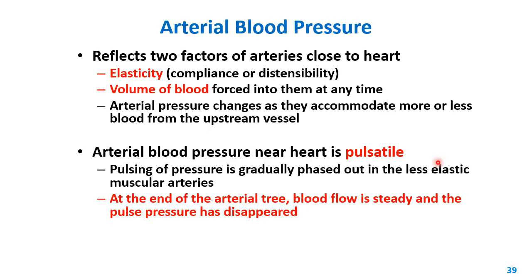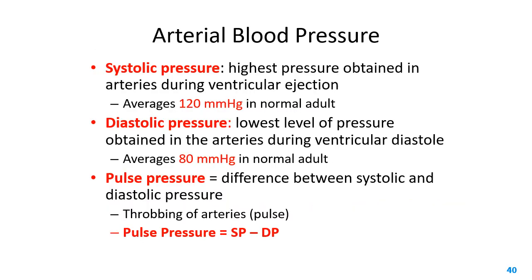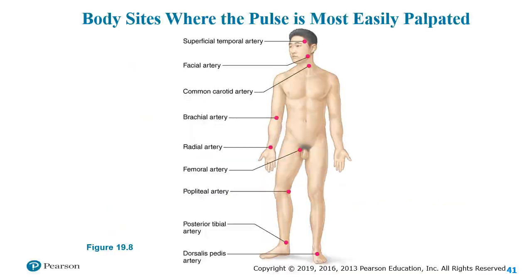So remember that in some arteries you're going to have a pulsating type of pressure, but by the time you get to the end of your arterioles, that is going to be laminar. The pulsating aspect is going to disappear. And that is important because by the time you get to the capillaries, you don't want to have pulsating stuff over there. That's going to break your capillaries, okay? So you want to have laminar flow in the capillaries.